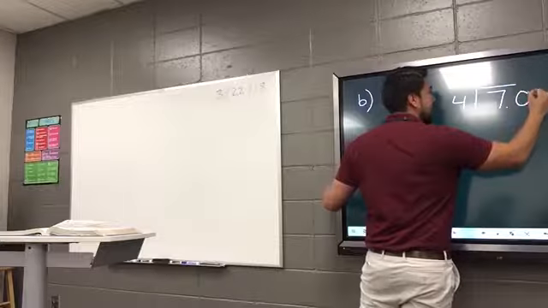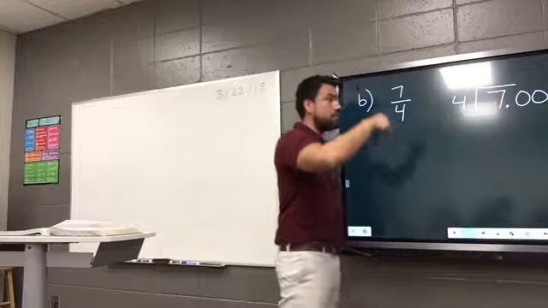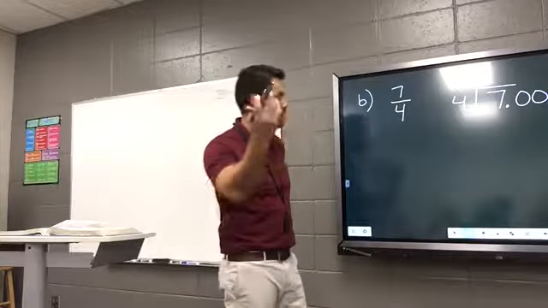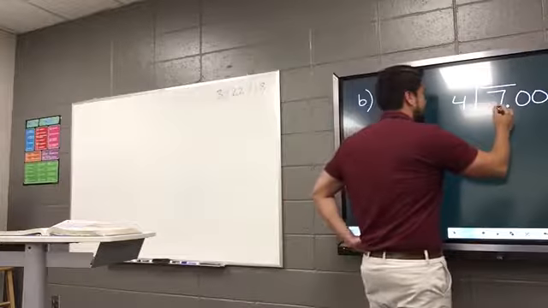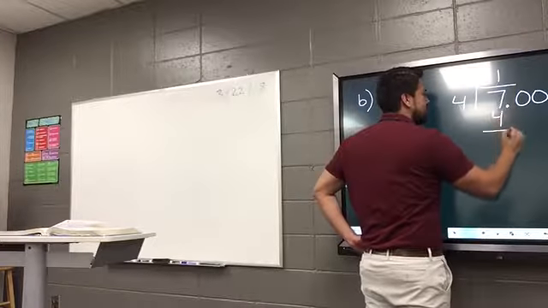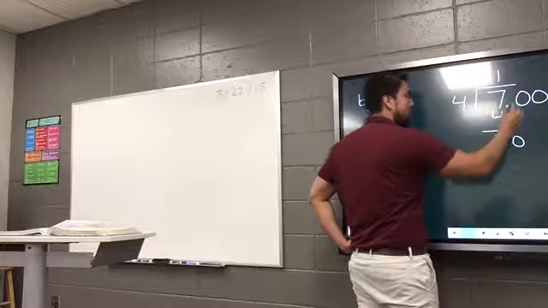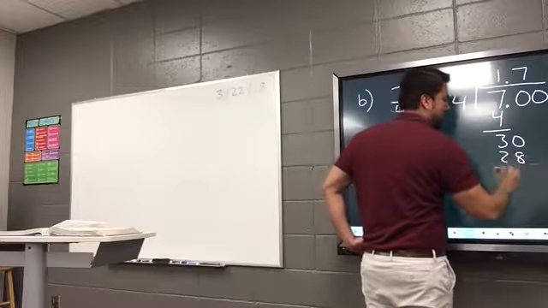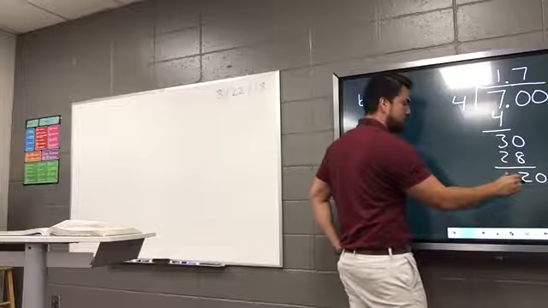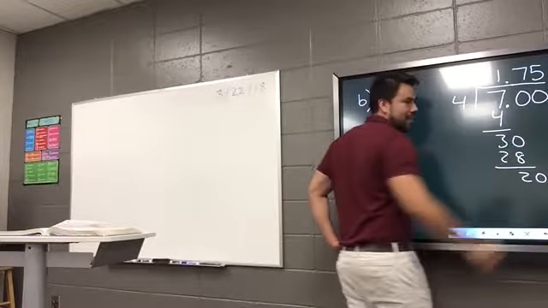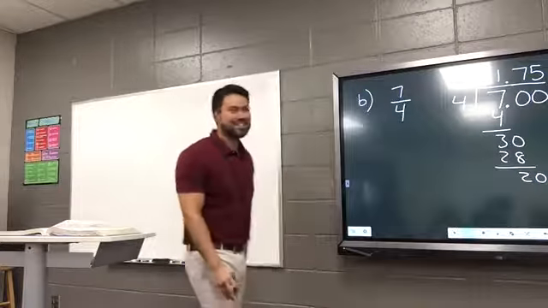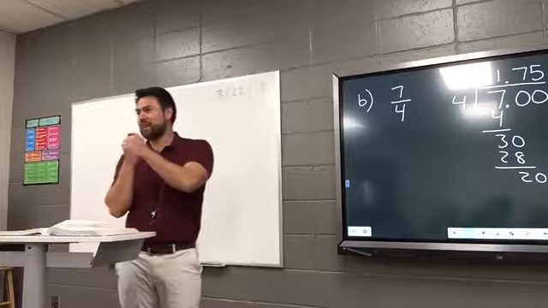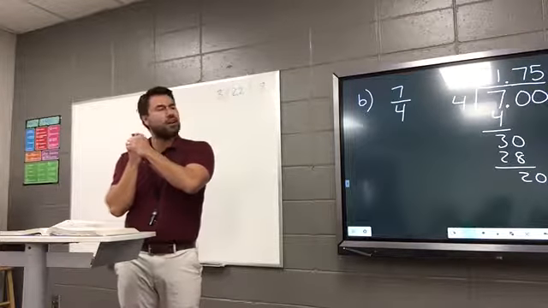All right. And I tack on some zeros after the decimal point just to make sure. 4 goes into 7 once. 4 goes into 30, 7 times. 7 times, that's 28. 4 goes into 20, 5. Does it end? Yes. Okay, it ends. Yes, 1.75 is my answer.